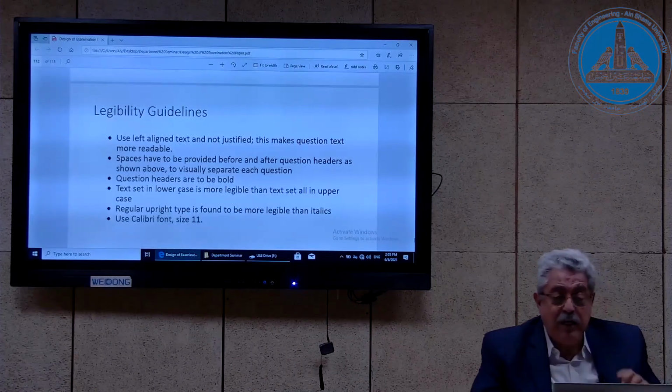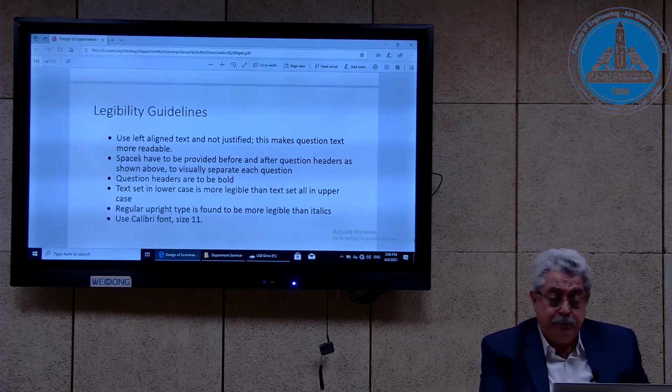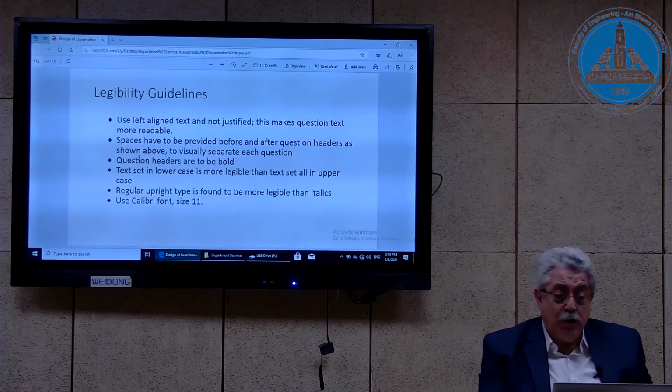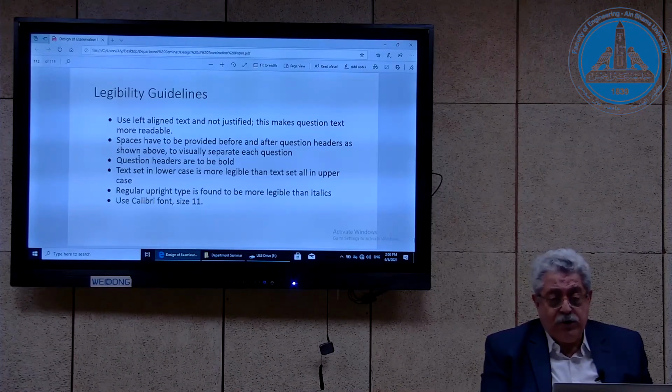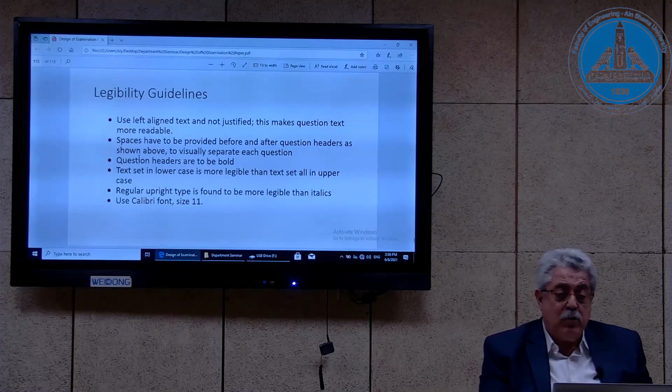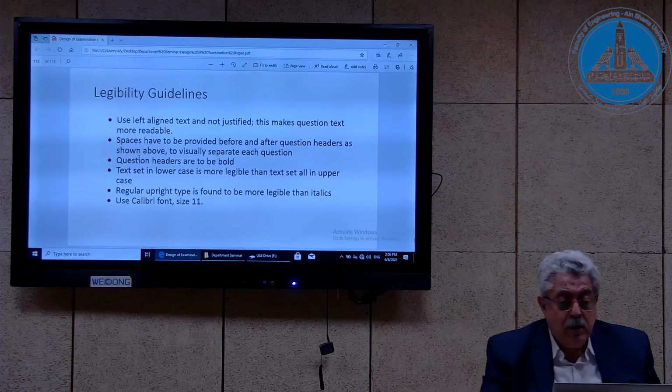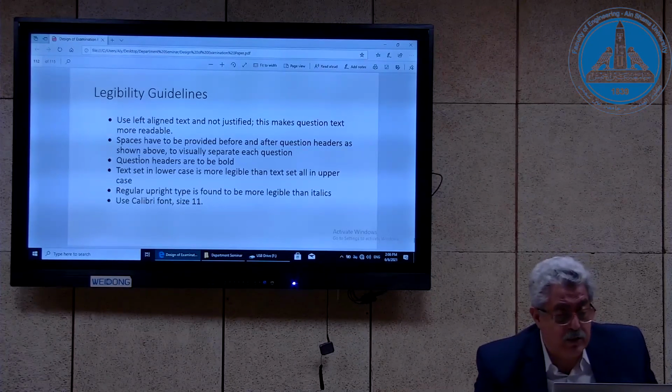Use left aligned text and not justified. This makes question text more readable. Spaces have to be provided before and after question headers to visually separate each question. Question headers are to be bold. Text set in lowercase is more readable than text set in all uppercase. Regular type is found to be more legible than italics.